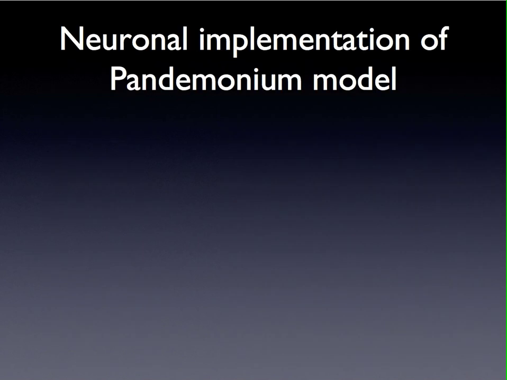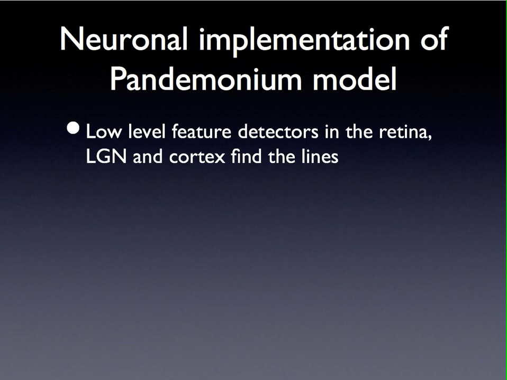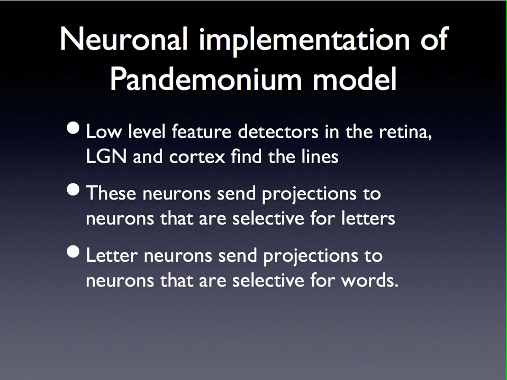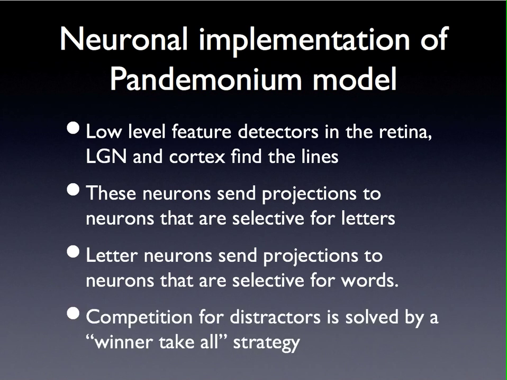in the image. So how is this implemented in the brain? So you have low-level feature detectors in the retina, lateral geniculate nucleus of the thalamus, and the cortex. The job of these things is to find lines, colors, simple shapes. And then these neurons send projections to the neurons that are selective for letters, and then letter neurons send projections to those that are sensitive for words, so on and so forth.